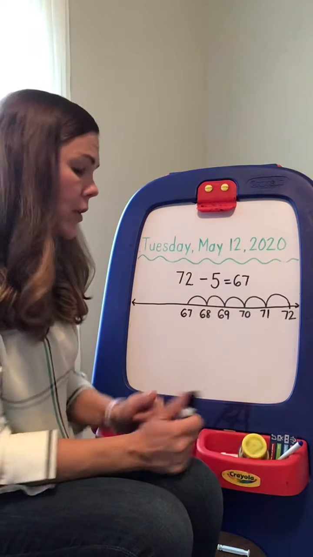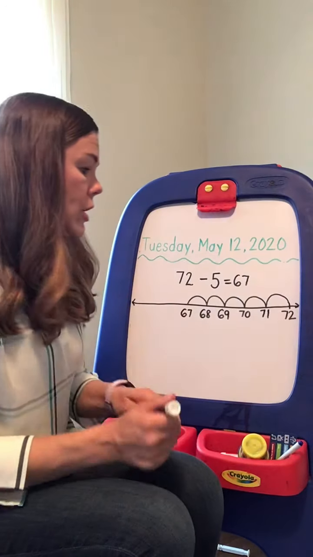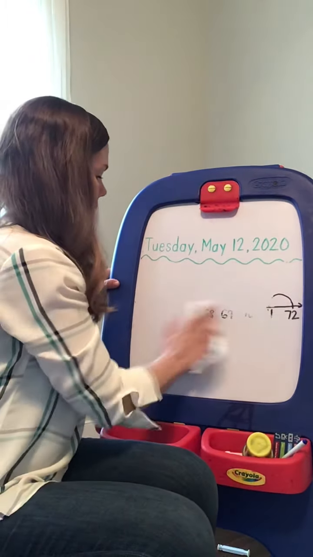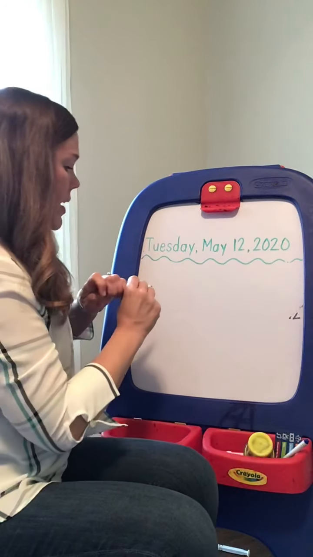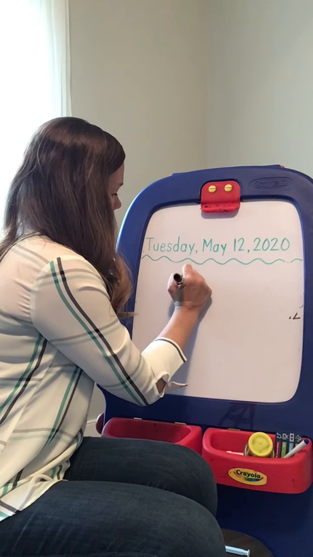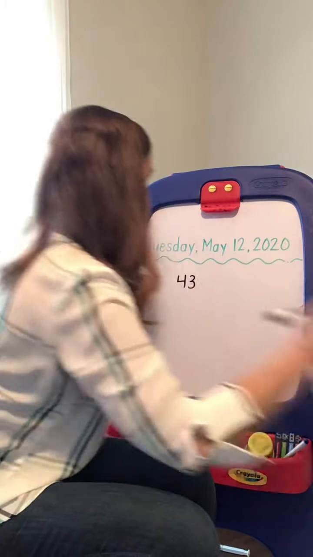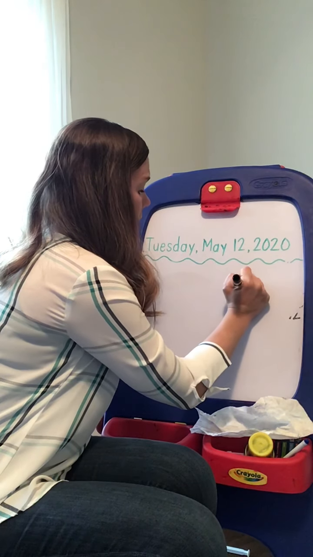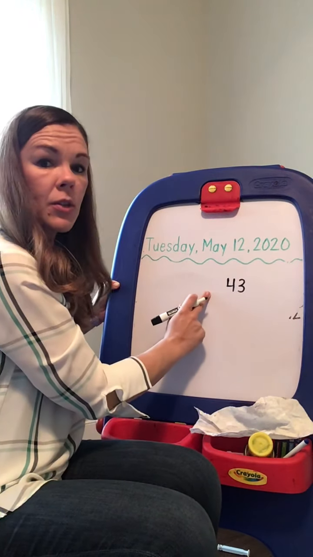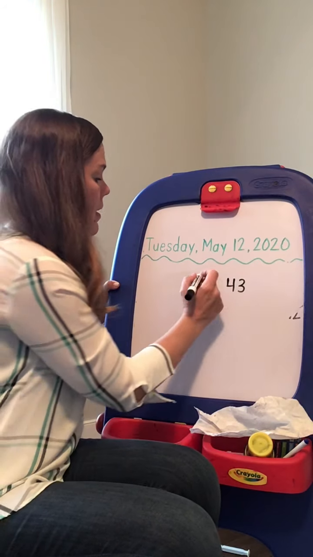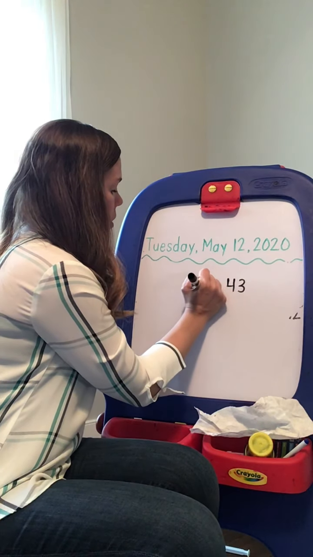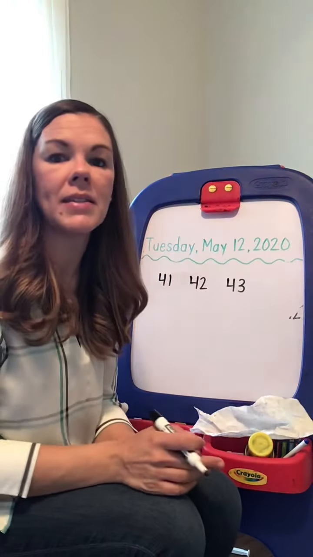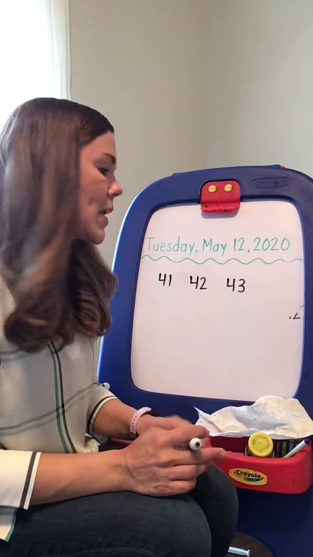you're going to roll 2 dice and make a 2-digit number. So for example, if I roll a 4 and a 3, I would make 43. And actually, I'm going to write it over this way. Sorry about that. And then think of the numbers that come before 43. So the 2 numbers that come before it. So 43, 42, 41. And then we can practice that counting backwards piece of subtracting on an open number line.